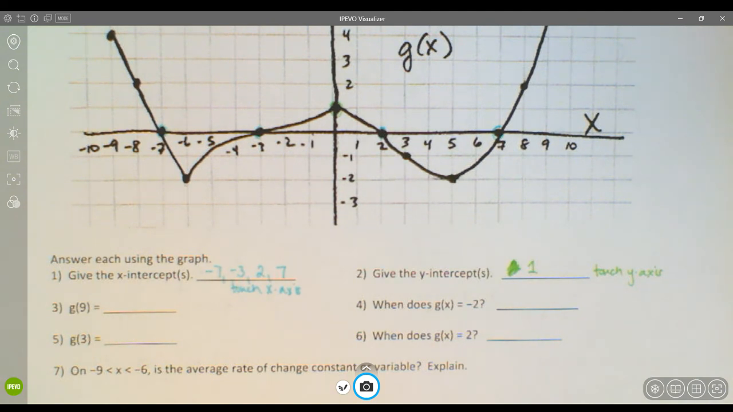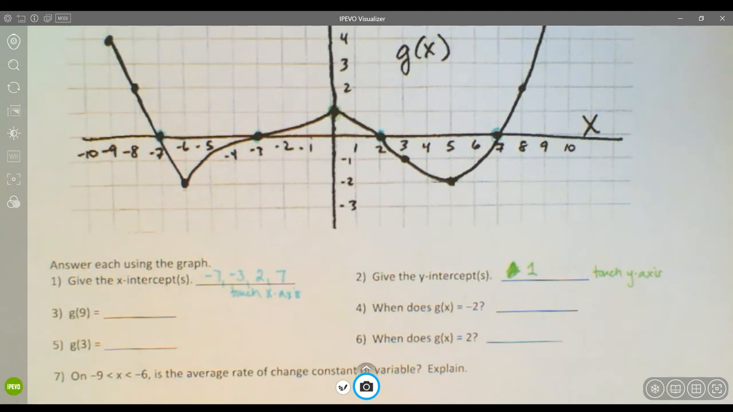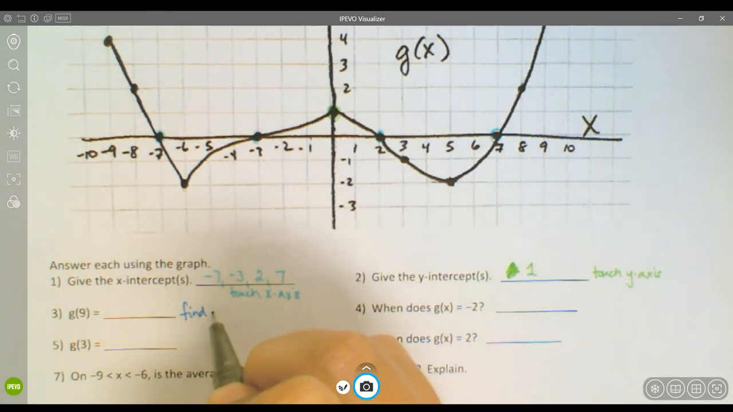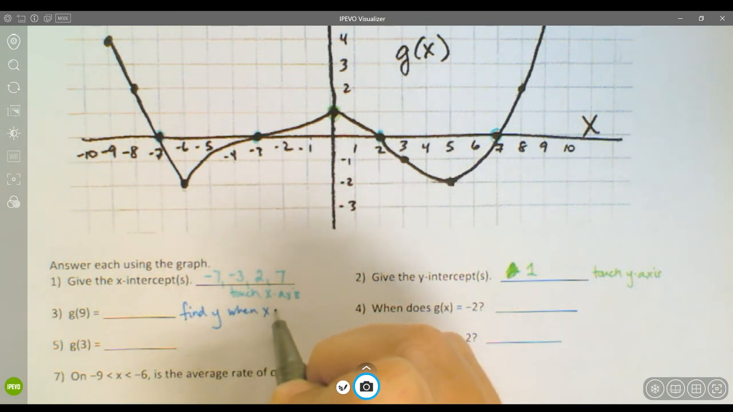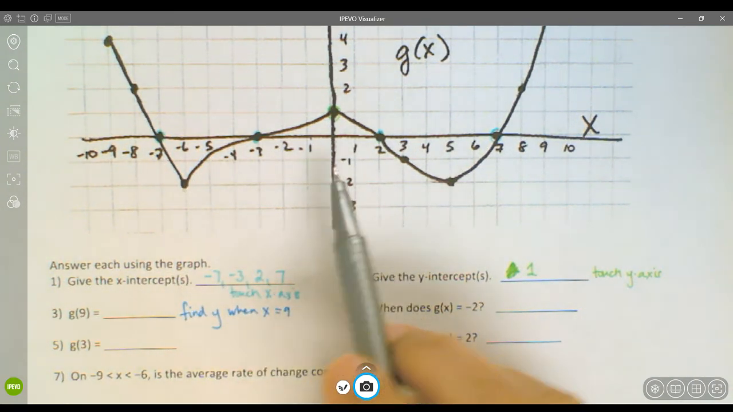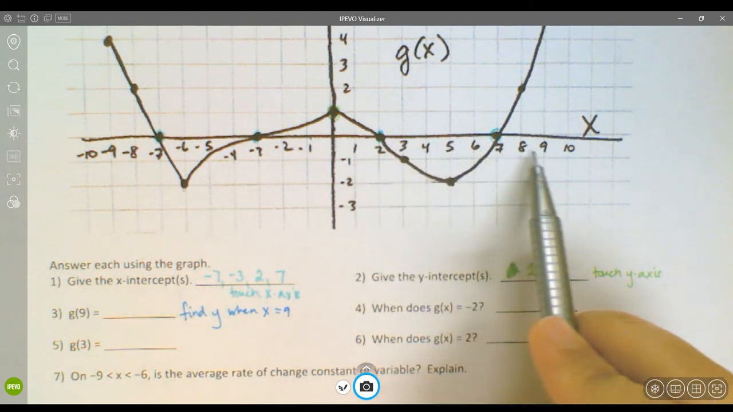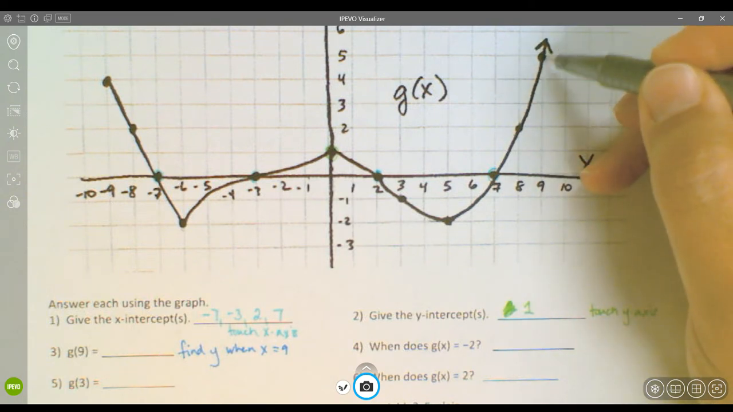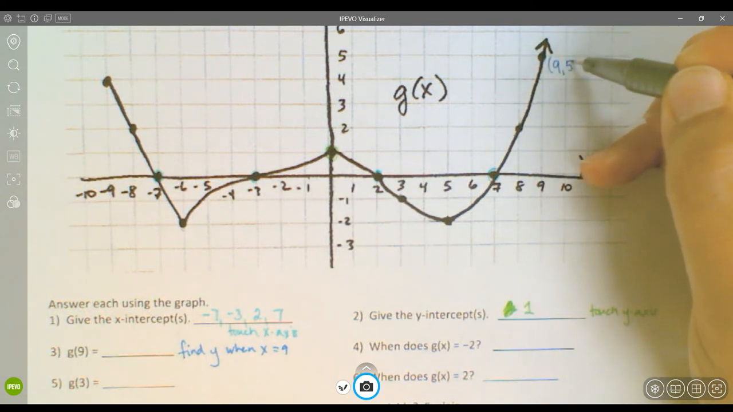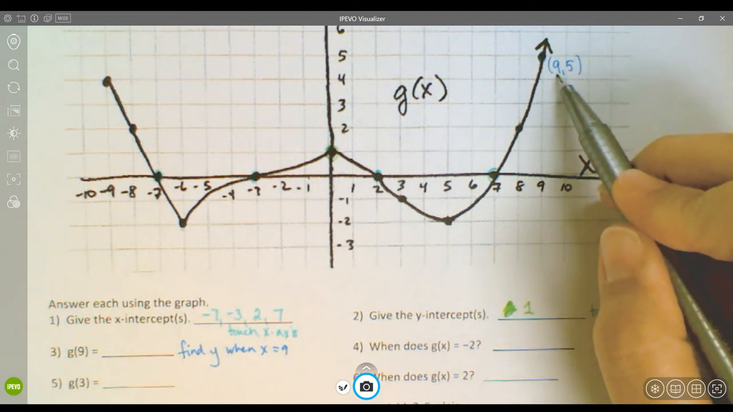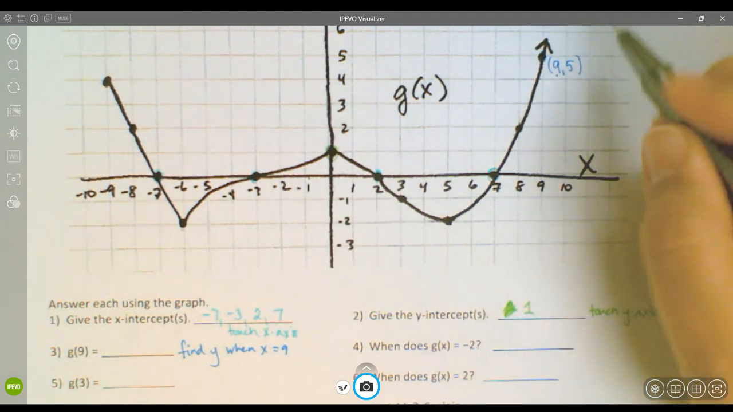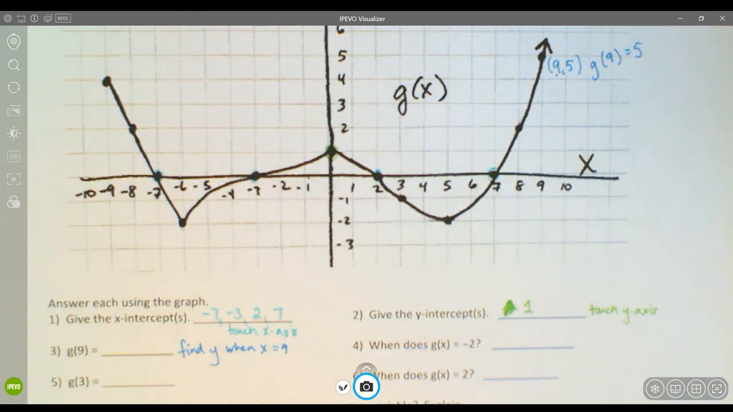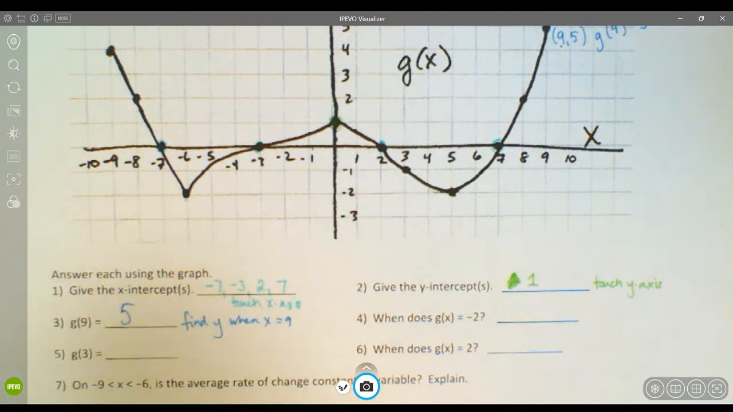Now the question is asking me to find g of 9. g of 9 says find y when x equals 9. So I look on my graph to where x equals 9. Let's find the point where x equals 9. Well, the point is (9, 5). So when x equals 9, y equals 5. In other words, g of 9 equals 5. So the answer is 5.